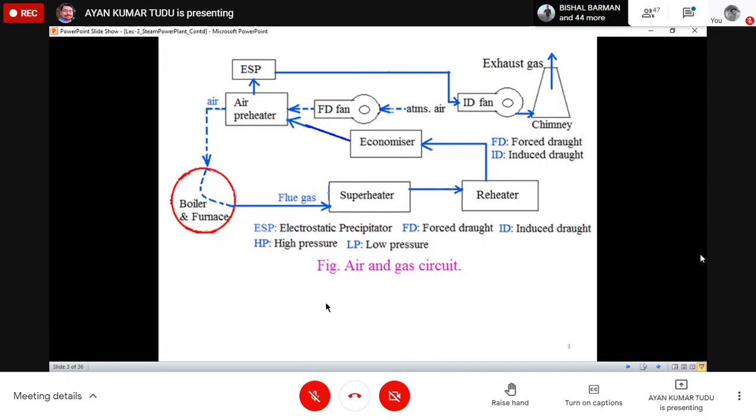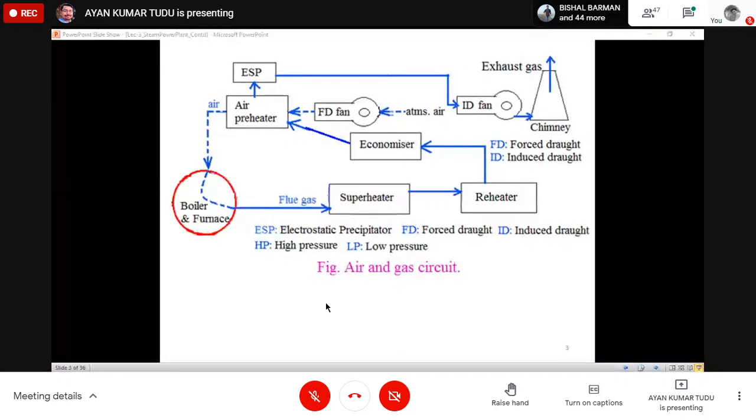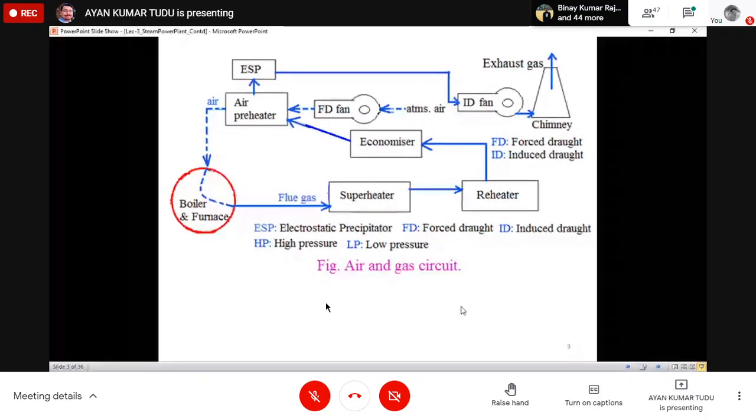Okay. Now, what is a superheater? What is a reheater? I suppose that you have all gone through your books and studied those, but again, we'll teach them in detail in our class. Okay. So this was our air and gas circuit.